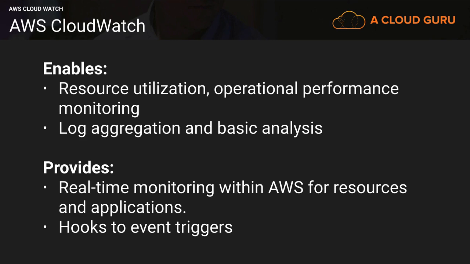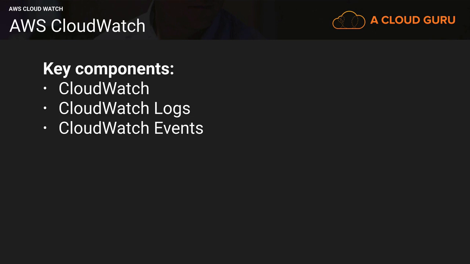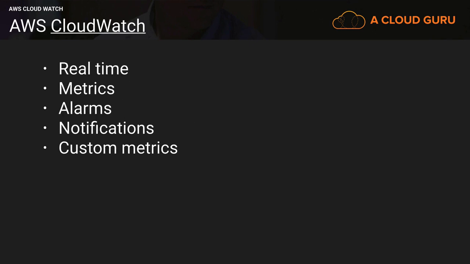As well as doing that, you can do log aggregation and basic analysis of CloudWatch. And essentially, CloudWatch provides real-time monitoring within AWS for resources and applications, and it hooks into event triggers. And we'll have a look at how that all works in a second. So there's three key components to CloudWatch. There's CloudWatch itself, there's CloudWatch logs, and then there's CloudWatch events. And we're going to go through and explore each one individually. So let's start with CloudWatch.